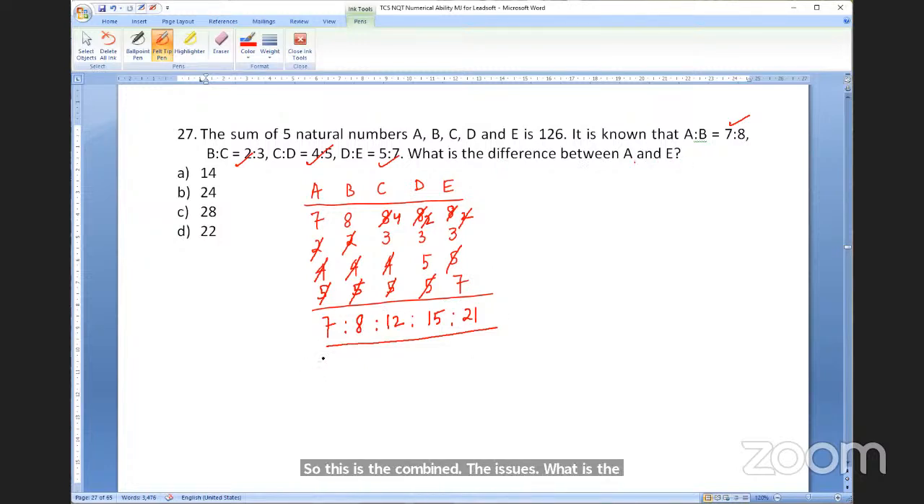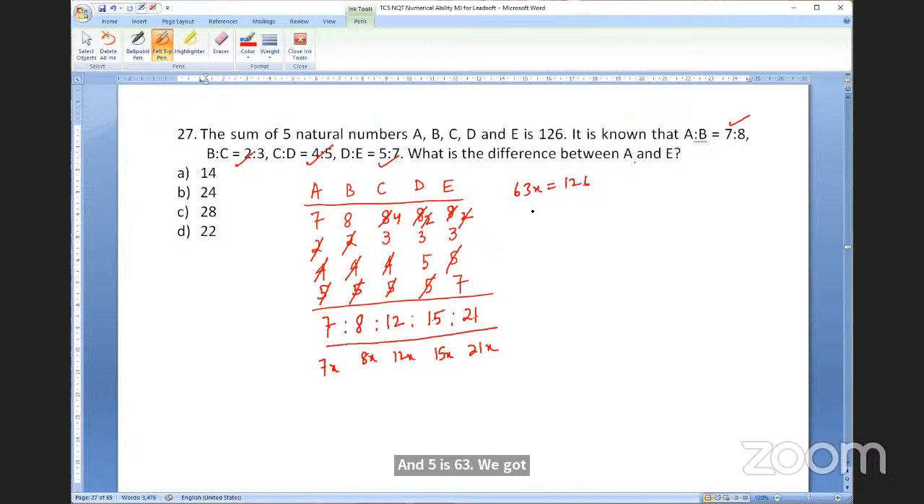Now we know that A is 7x, B is 8x, then 12x, 15x, 21x. Now if we add up 7, 8, 12, 15, 21, we get 63. We get 63x is 126. That means the value of x is 2.